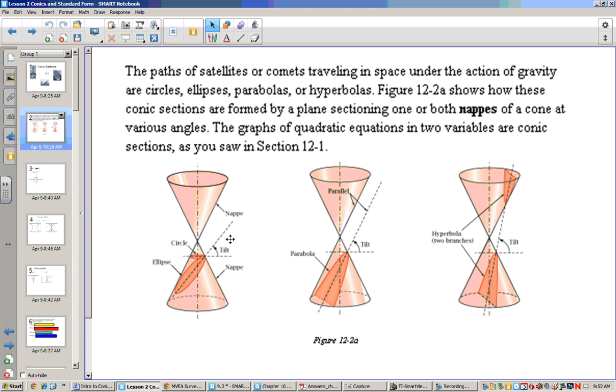If I cut through horizontally but not parallel to the base, it would create an ellipse, which is like an oval, but in math we call it an ellipse. If I went through a side and I hit the base of the cone at the bottom, that would create a parabola. And if I cut through and hit the cone on top and bottom, so it kind of looks like two parabolas, we call this a hyperbola. So these are our four conic sections: circle, ellipse, parabola, and hyperbola.